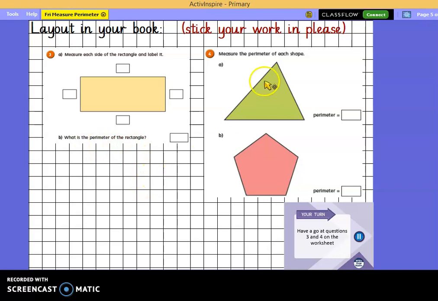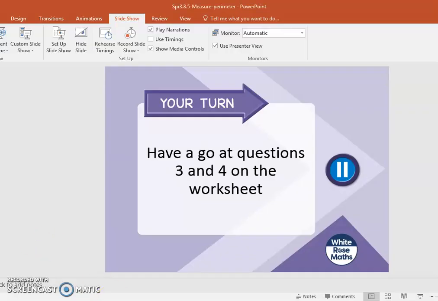And then I want you to use one of those methods to find out what the perimeter of the rectangle is. For number 4, I'd like you to do the same, but this time the sides are not equal here. So we need to measure carefully for each side, write it on, then add up the 3 sides to find the perimeter. On this shape, we've got 1, 2, 3, 4, 5 sides. So we need to measure each side, label it on, and then add up all 5 sides to find the perimeter. I'll let you get on with that. Pause the video while you do that, and then come back to me when you've done it. Let's move the learning on.